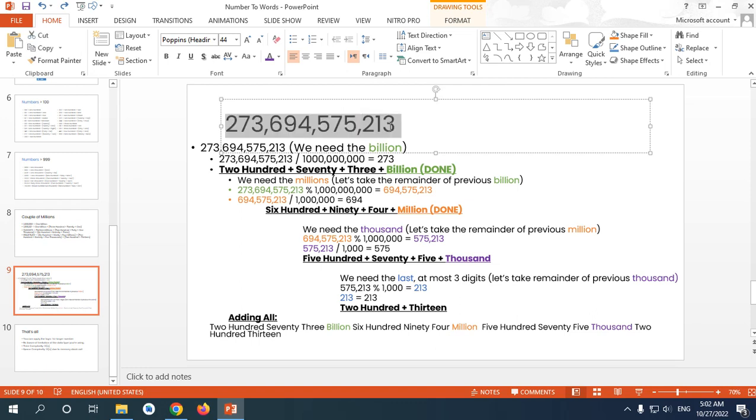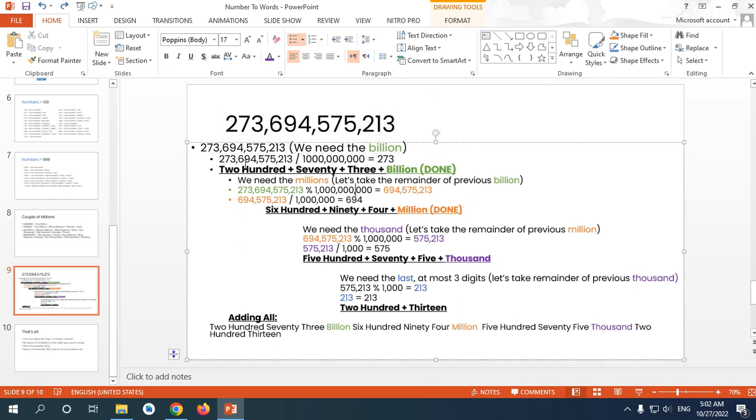So now we have the last 3 digits remaining. It's 213. There are no more digits on it, so we're not gonna add any thousand to it. We're not gonna add millions. We're not gonna add anything. It's just the last number, which is 200. And there it's 13. 13 is smaller than 20, which is a unique value, so it's gonna be 213.